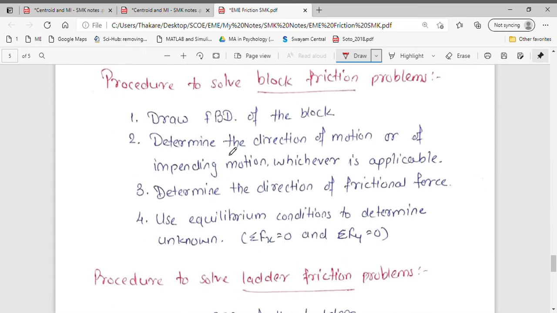Okay, then these are the steps to solve block friction, ladder friction and wedge friction problems. In any case, first you will draw the free body diagram, then you will determine the direction of motion or impending motion, whichever is applicable. Then you will determine the direction of frictional force, and then using equilibrium conditions you will determine the unknown forces whichever are required.